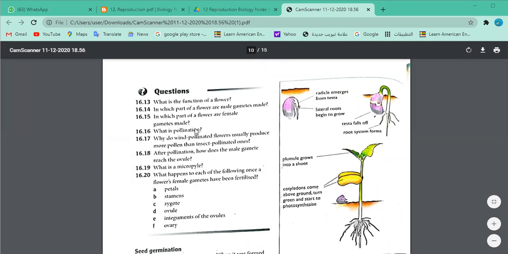In which part, so the pollens themselves are the gametes? Correct. In which part of the flower are female gametes made? I already mentioned the ovary. Okay, ovules. What is pollination? So those who have not participated, this is a really easy definition. What is pollination?